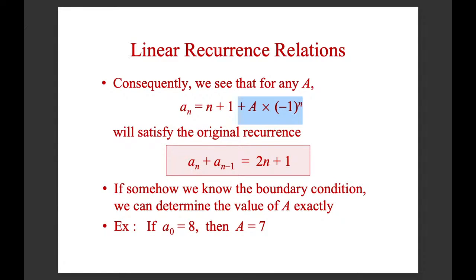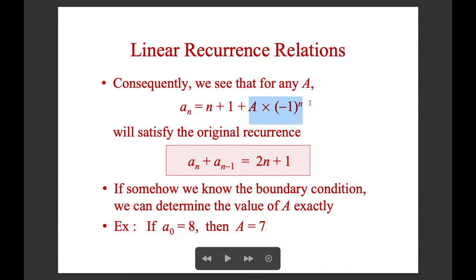fitting the original recurrence. So if I set a_n to be something like this, n plus 1 plus a times minus 1 to the power n, it also fits here. The reason is that n plus 1 and n give 2n plus 1, and you have plus a times minus 1 to the power n added here, and also plus a times minus 1 to the power n minus 1 added here, and then they cancel nicely with each other to get 0.